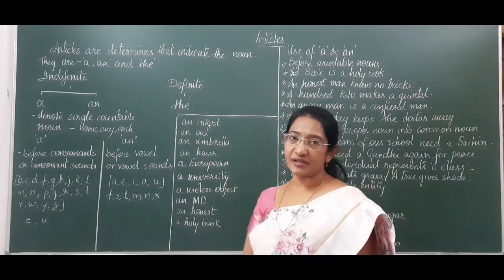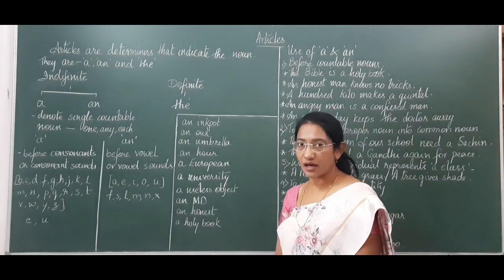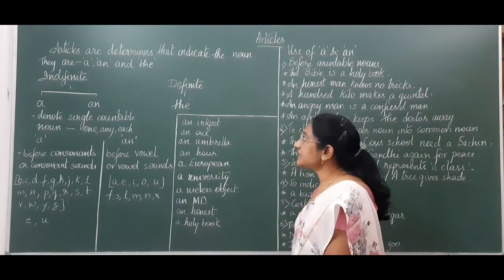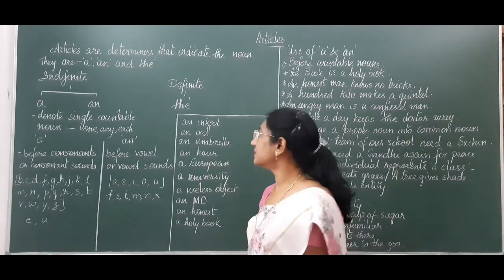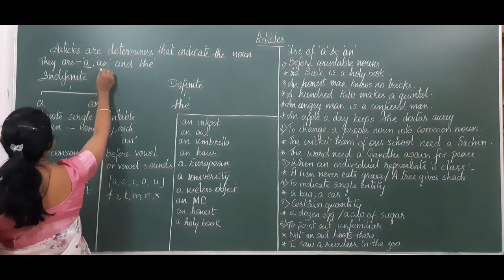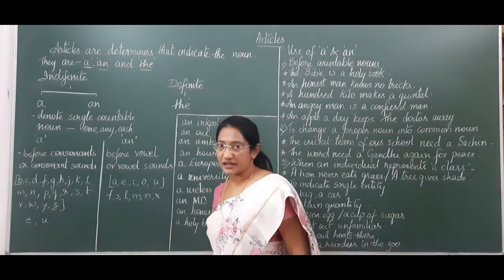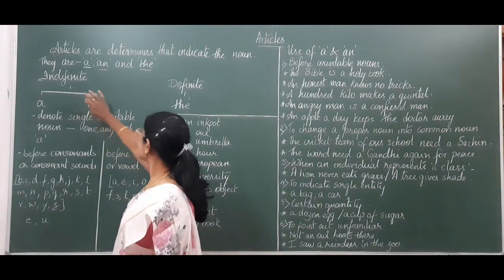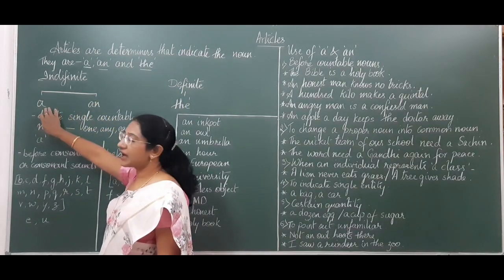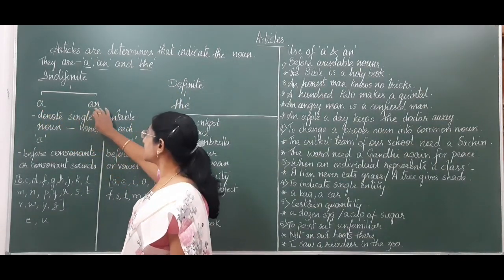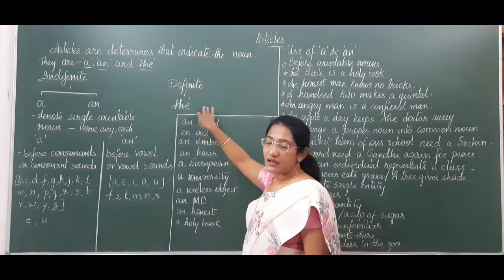Articles are determiners as they determine or indicate the coming of a noun in a sentence. Articles are of 3 kinds: a, an and the. There are 2 different types of articles, indefinite and definite articles. Under indefinite articles, we have article a and article an, whereas under definite articles, we have the.